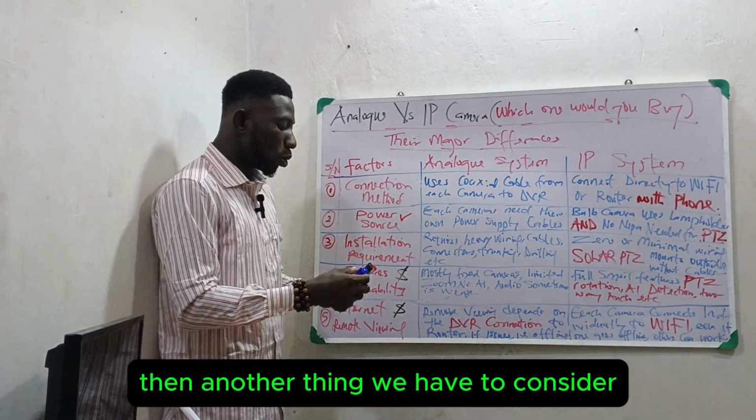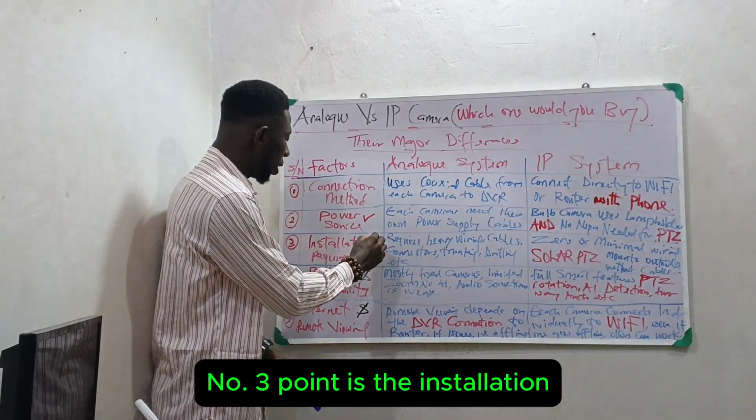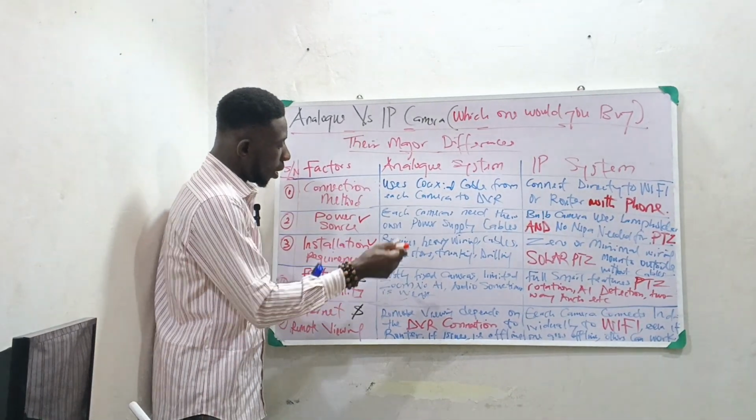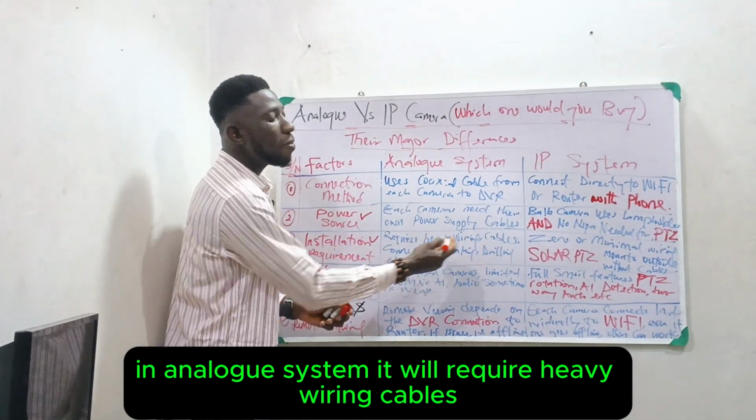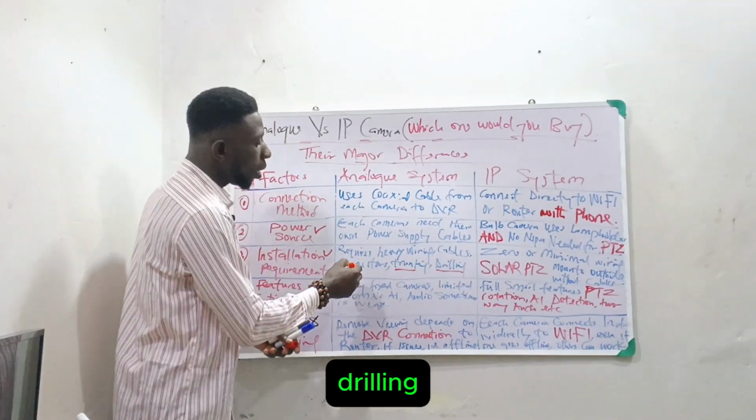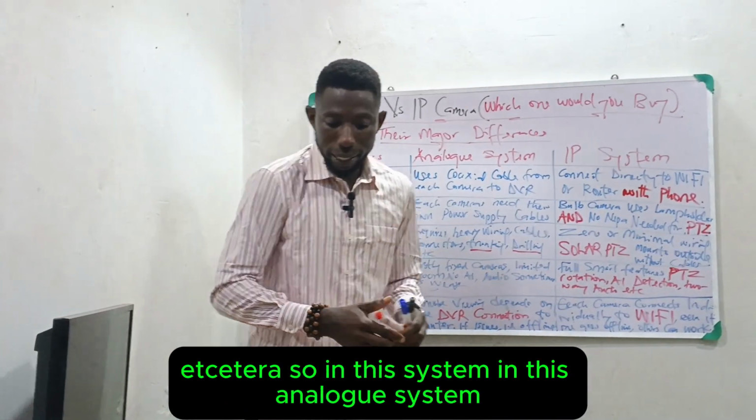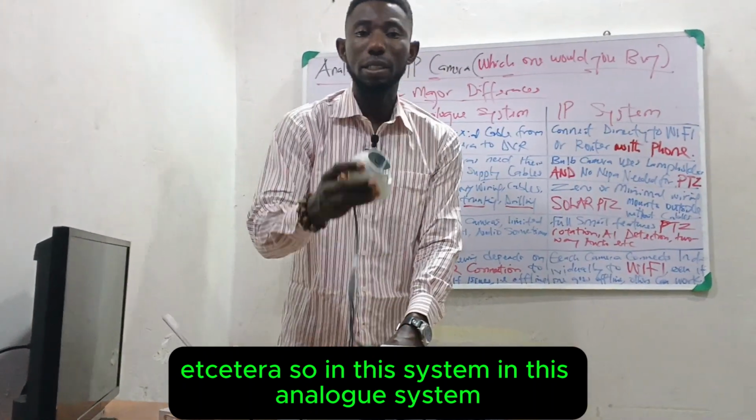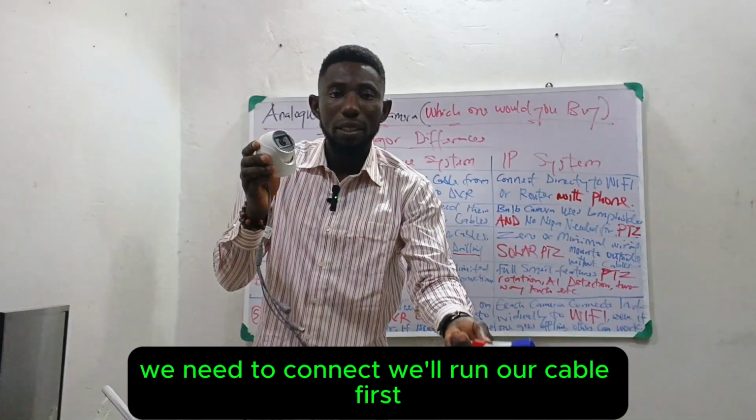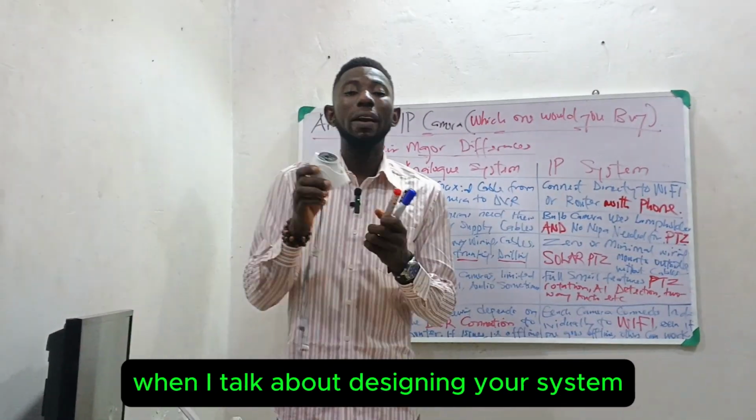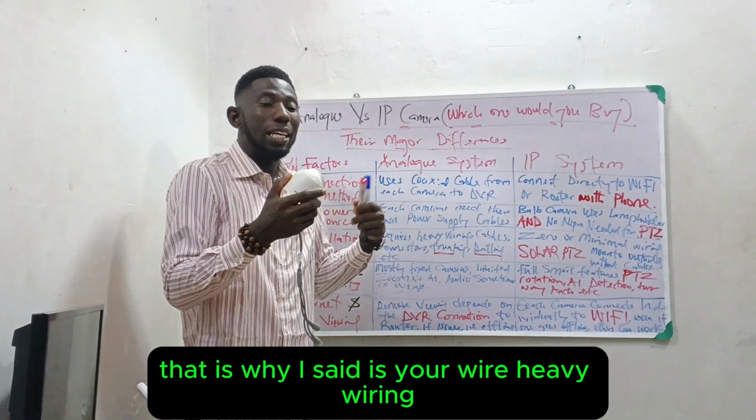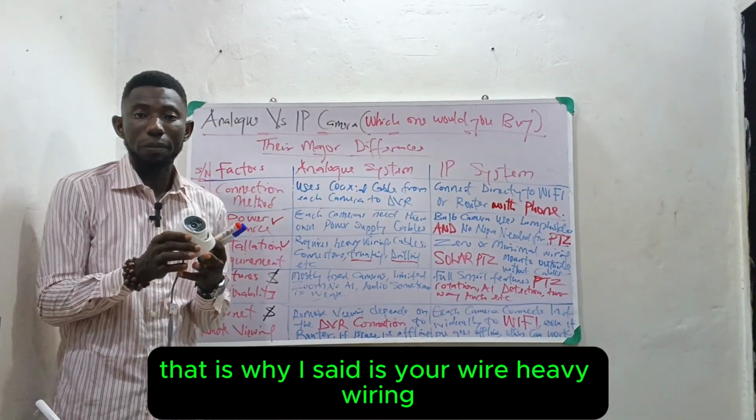Then, another thing we have to consider, number 3, is the installation requirement. Remember, the analog system will require heavy wiring, cables, connectors, trunking, drilling, etc. So in this analog system, we'll need to run our cable first. You have to watch my video where I talk about designing your system. Then we run our cable. That is why I said it's heavy wiring.